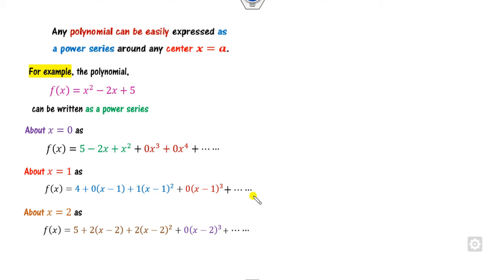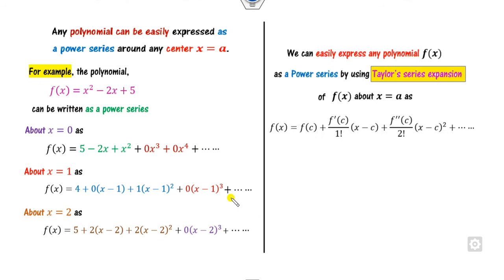Now the question arises: how can I find this kind of series in such a quick manner? For this you need to know about the Taylor series expansion, and this is the expansion for it. What is the meaning? For example, if you find the Taylor power series of the function about x equals 0, it means c is 0. So the first term is f of 0. What is f of 0? It is 5.